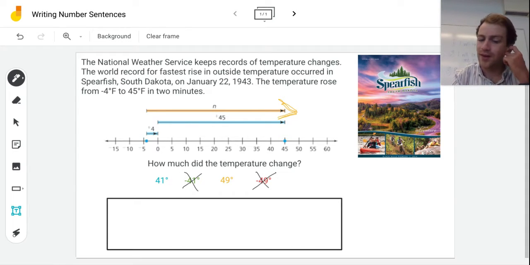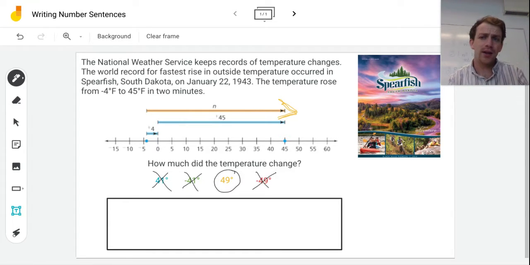All right. Now, one method that we used was we chunked our arrow by stopping at 0. To find the total distance, we stopped at 0. And we said that to get from -4 to 0, it has to go up 4 degrees. And then to get from 0 to 45, it has to go up another 45 degrees. Meaning there's a total change of positive 49 degrees. The temperature went up a total of 49 degrees.